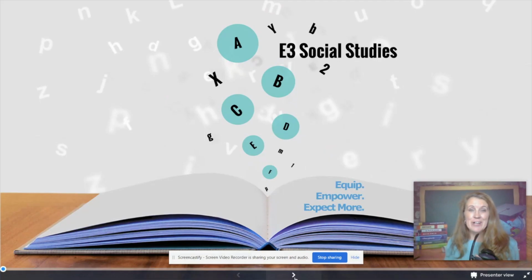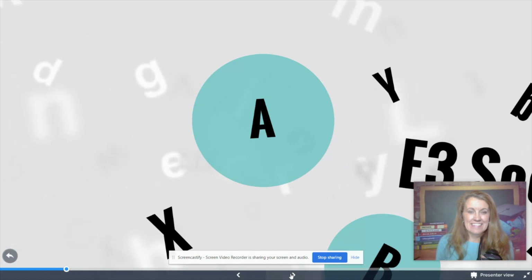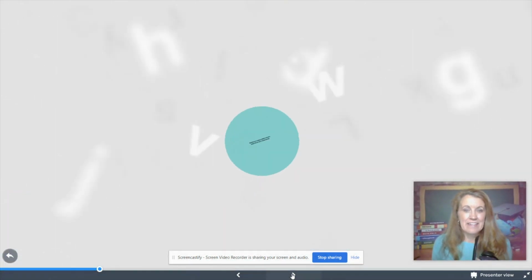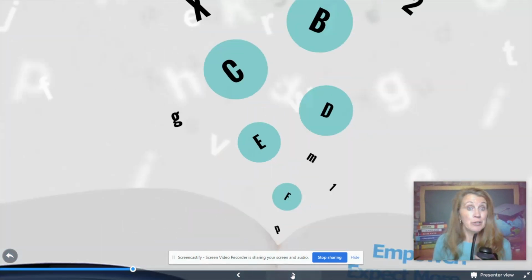This strategy is called visual vocabulary. The dependence on a single vocabulary instruction method will not result in optimal learning. Therefore, visual vocabulary is one of 4 vocabulary strategies that can be found in our teacher's manual and in our curriculum.